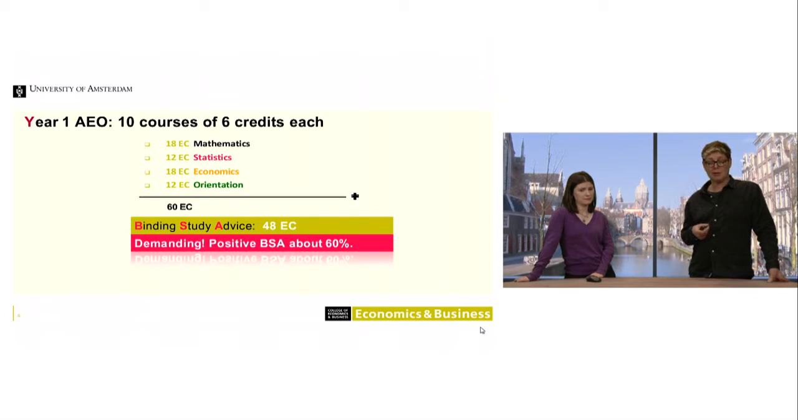We have a binding study advice, which means that you need to score 84 credits, which means that you need to pass 8 courses or more. And if you don't, then the studies end after the first year. It's demanding in the sense that we have a mixture of international students and Dutch students, and we see that we have a positive binding study advice of around 60%. It's a little bit higher for the international group, a little bit less for the Dutch group.